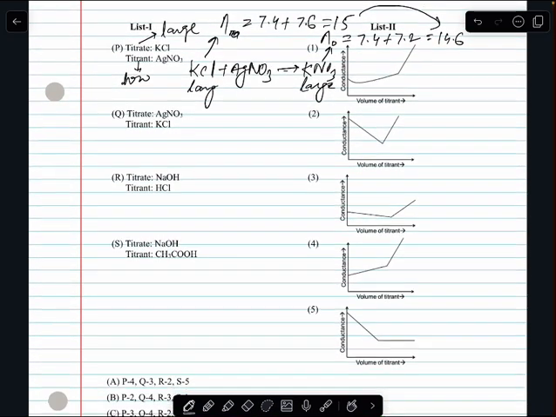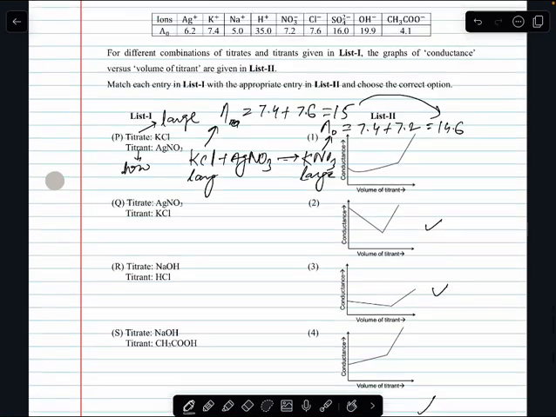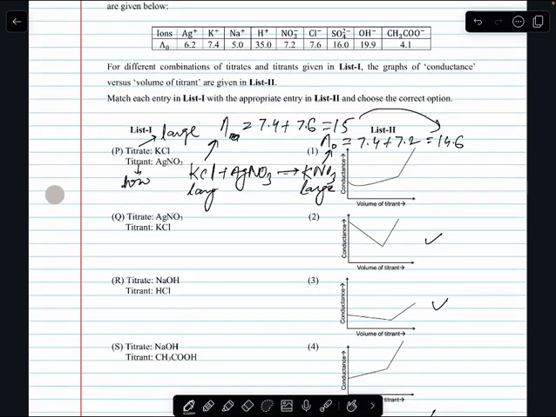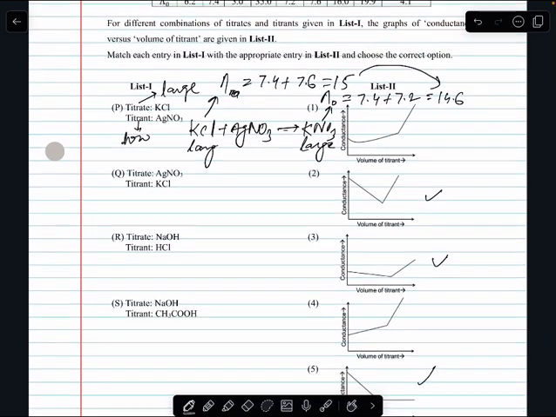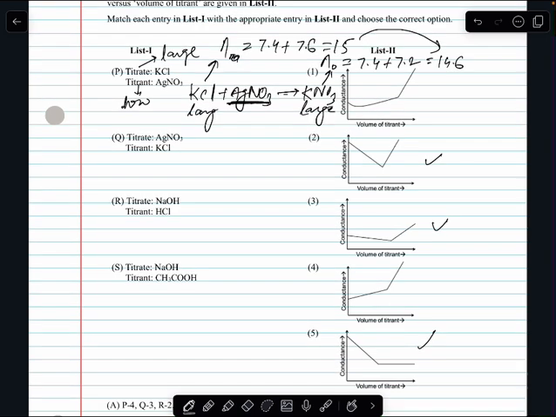Now in which options is it decreasing? In option number 2, option number 3 and option number 5. Now what will happen after KNO3? It will not become constant. Why is it not becoming constant? Because when we introduce more AgNO3, we are again introducing Ag ion and NO3 minus ion, and KNO3 also has NO3 minus ion. So we will increase the concentration of NO3 minus ion in the solution, so this conductance will not become constant.